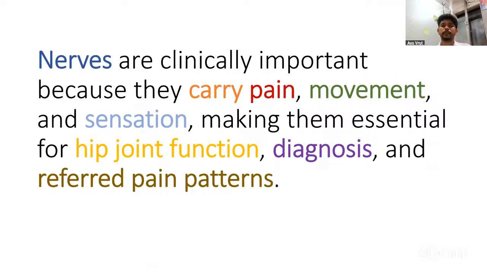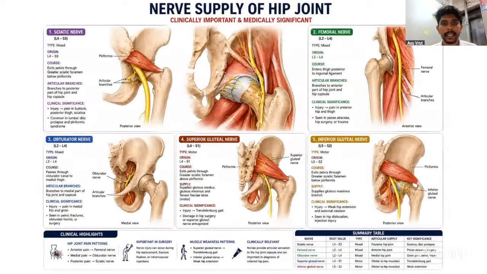तो nerves क्यों इंपॉर्टेंट होते हैं? नर्व्स पेन कैरी करता है, नर्व्स मूवमेंट करने में हेल्प करता है, नर्व्स सेंसेशन कैरी करता है, नर्व्स हमारे हिप जॉइंट के फंक्शंस को रेगुलेट करता है. It also helps a doctor to diagnose whether there is any hip pathology, yes or not. If yes, if the patient is having any referred pain, is it the obturator nerve, is it the sciatica nerve, or what nerves? We are going to discuss in our next slide.